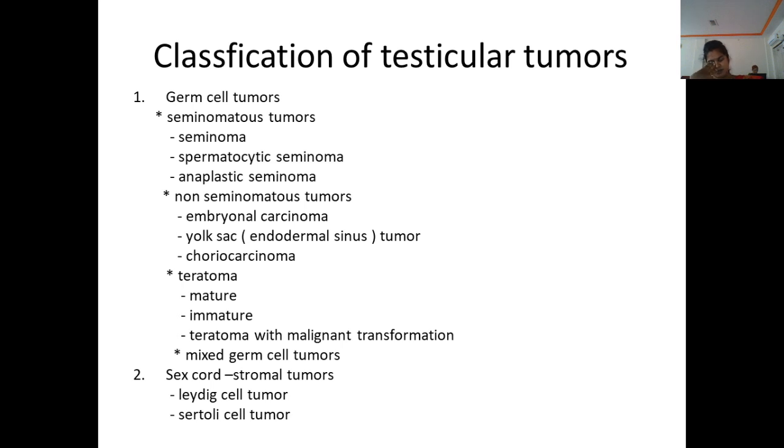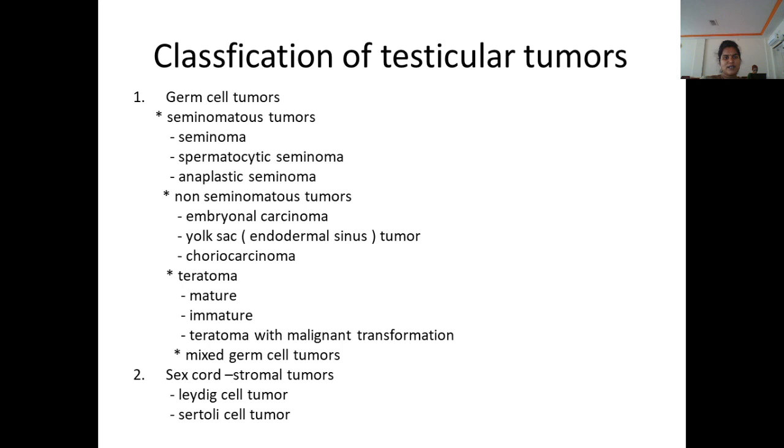And we have testicular tumors. Taking testicular tumors, these are the tumors occurring in the testis. It has some large classification. It is broadly classified into two: germ cell tumors and sex-cord stromal tumors. So these are the two types of tumors.